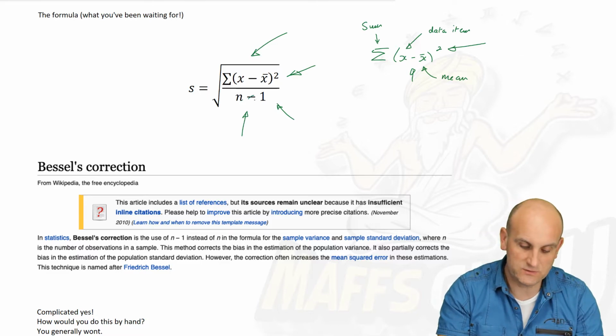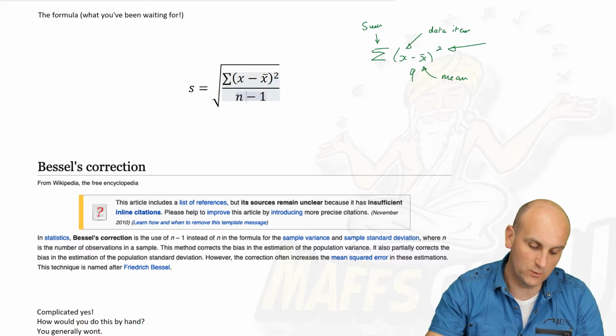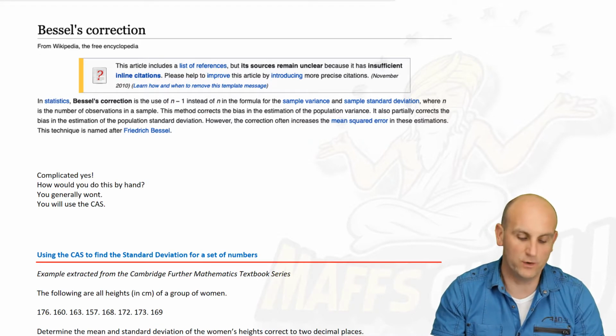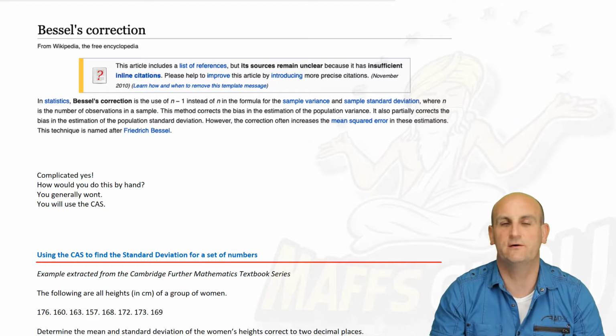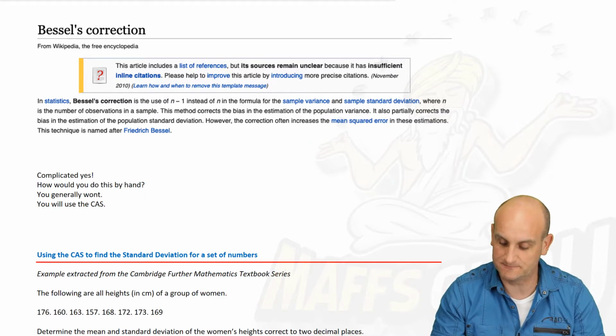There won't be this minus 1 here. And my advice to you is to make sure that you always use the n minus 1. If you want to know why, for those of you who are freaking geniuses and want to know what's going on here, then actually the reason we do it is called Bessel's correction, and I've spliced something out of Wikipedia for you to read. By all means, pause now and read it.